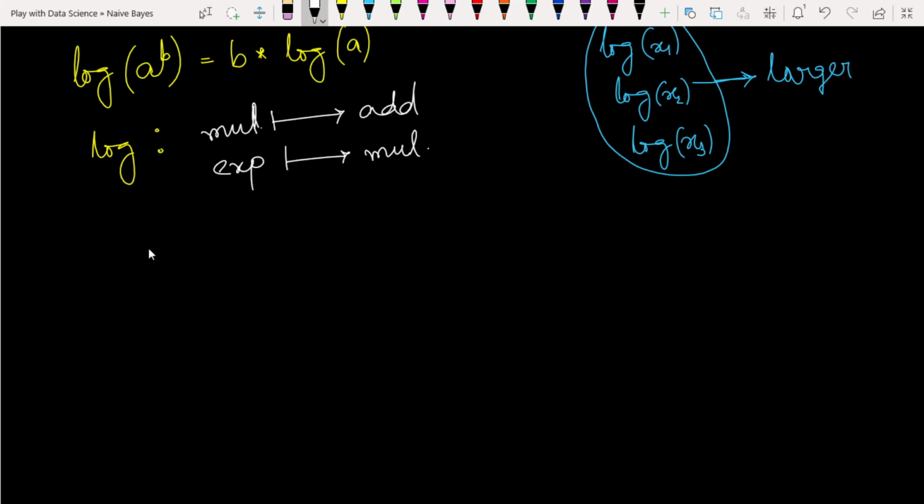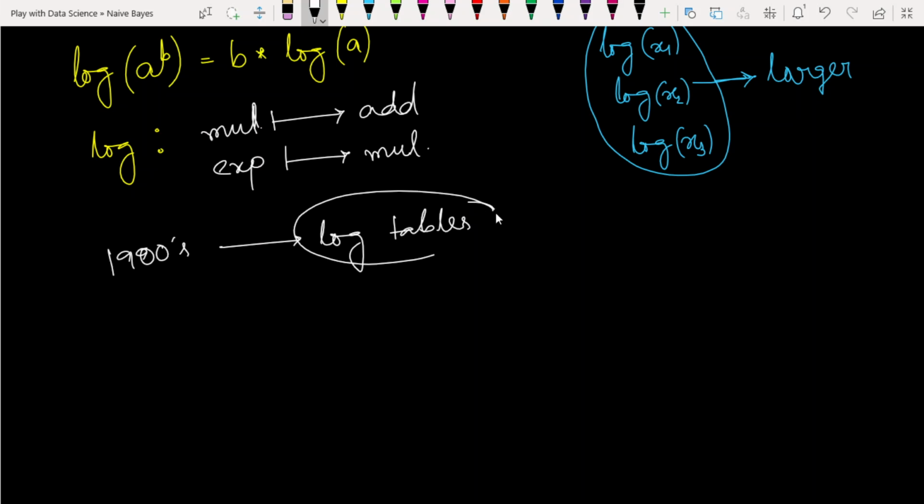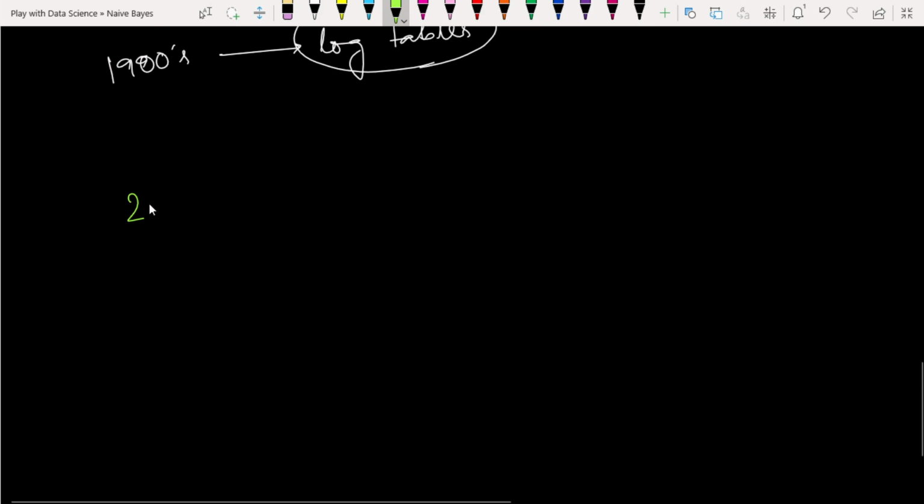In the early 1990s, mathematicians and scientists simply used log tables to calculate the most complex values. Let's see an example of how log tables are useful. Suppose we are interested in calculating 2.2 to the power 3.6, and we have no calculator or computer. How do we calculate this value?